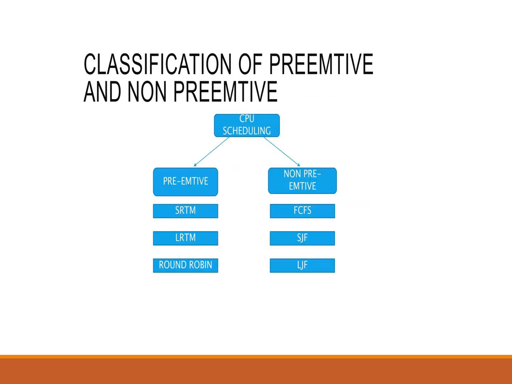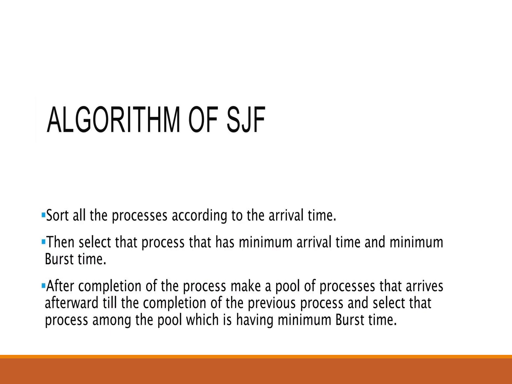Types of SJF in OS. Non-preemptive SJF: once a process starts executing, it runs to completion. The CPU is assigned to the process with the shortest burst time, which may cause starvation for longer processes. Preemptive SJF, shortest remaining time first, SRTF: the currently running process can be preempted if a new process with a shorter burst time arrives. More dynamic, but adds complexity in managing context switches. Both aim to minimize average waiting time but differ in how they handle interruptions.